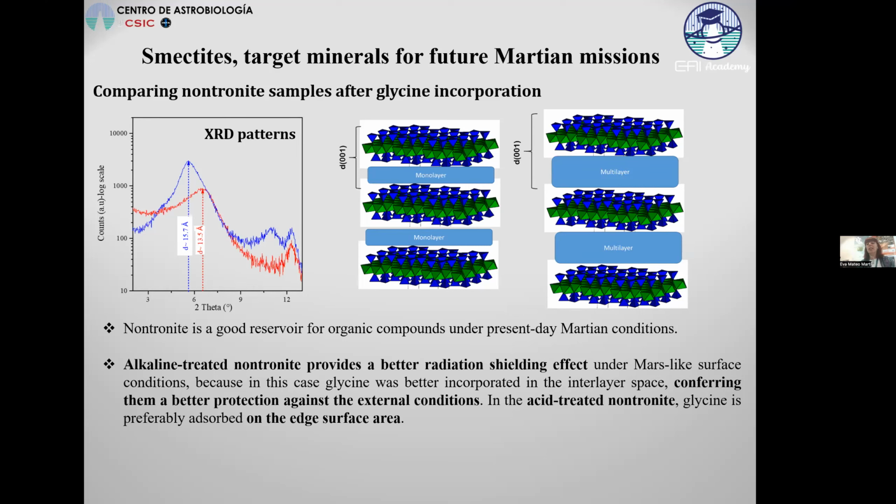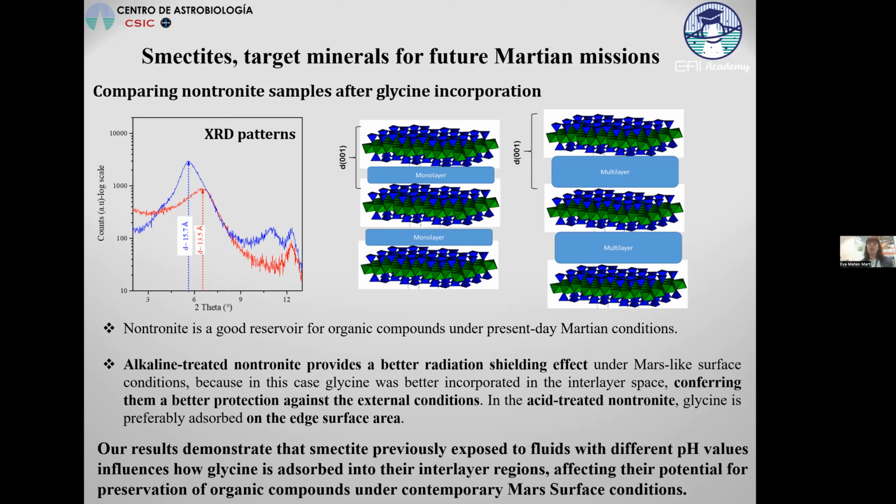as alkaline treatment provides nontronite a better radiation shield effect, as the interlayer is spanned and we can make here a multilayer of molecules, that confers a better protection against the external conditions, whereas the acid treatment of the nontronite is making the channel narrow, and then the glycine is preferably adsorbed on the edge of the surface area, and then it can be destroyed. So that is the difference between one and the other environment. Our result demonstrates that smectite, that has been previously exposed to different fluids with different pH, influences how we are going to find the glycine in the interlayer region. So the potential preservation of organic compounds is also modified by the pH of the fluids.